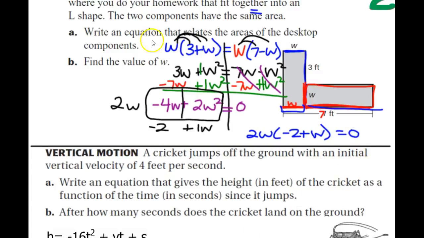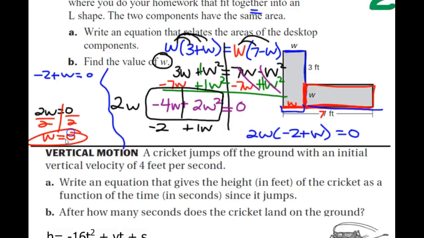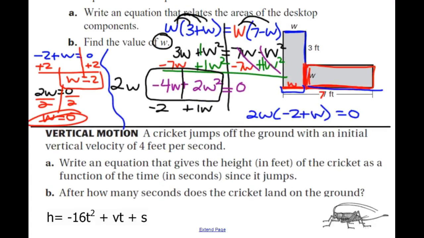So in order to find the value of w, we need to solve both parts. So 2w equals 0, or negative 2 plus w equals 0. I'm just going to solve both here. If I solve this one, divide by 2, we get w equals 0. Well, you can't have a width of a table that's 0, so that doesn't make any sense. So if I solve this one by adding 2, w is 2. So the width of the table is 2. A little bit more complicated, but you know how to do all of those steps.